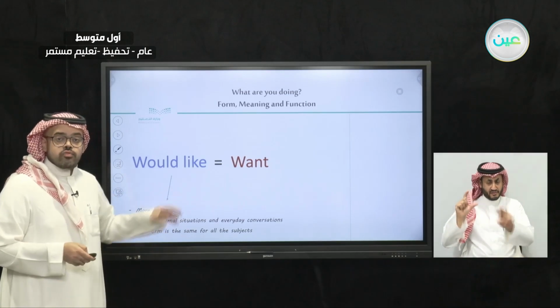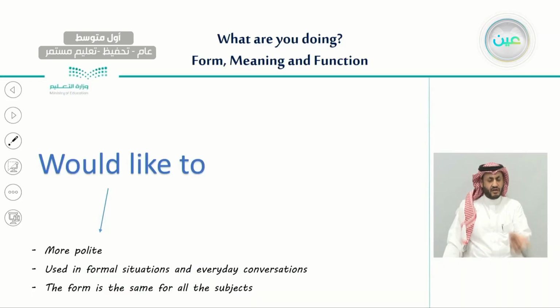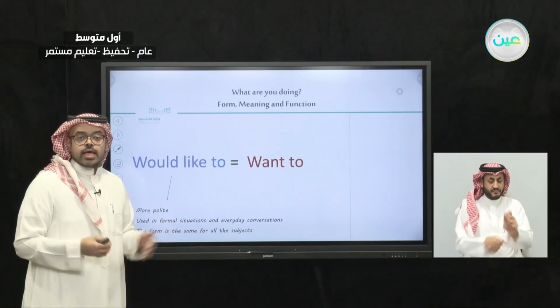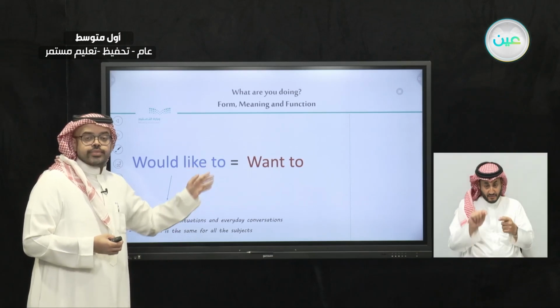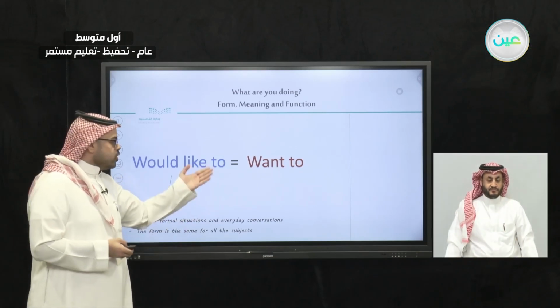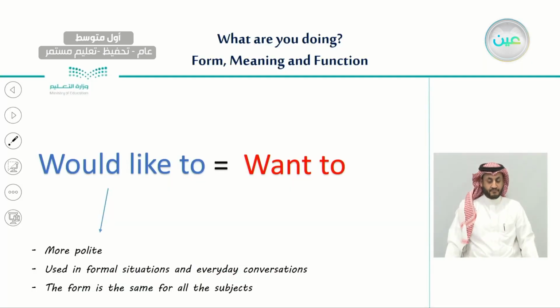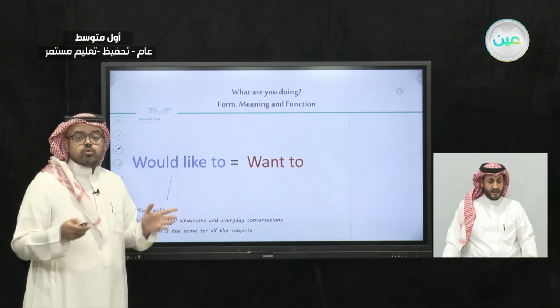And also another form of would like is would like to. Would like to means want to. And the difference between would like and would like to is that with would like to, we use a verb. For example, I would like to eat a sandwich. So we use would like to with a verb, the same as want to. I want to eat a sandwich. So this is the difference between would like and would like to.